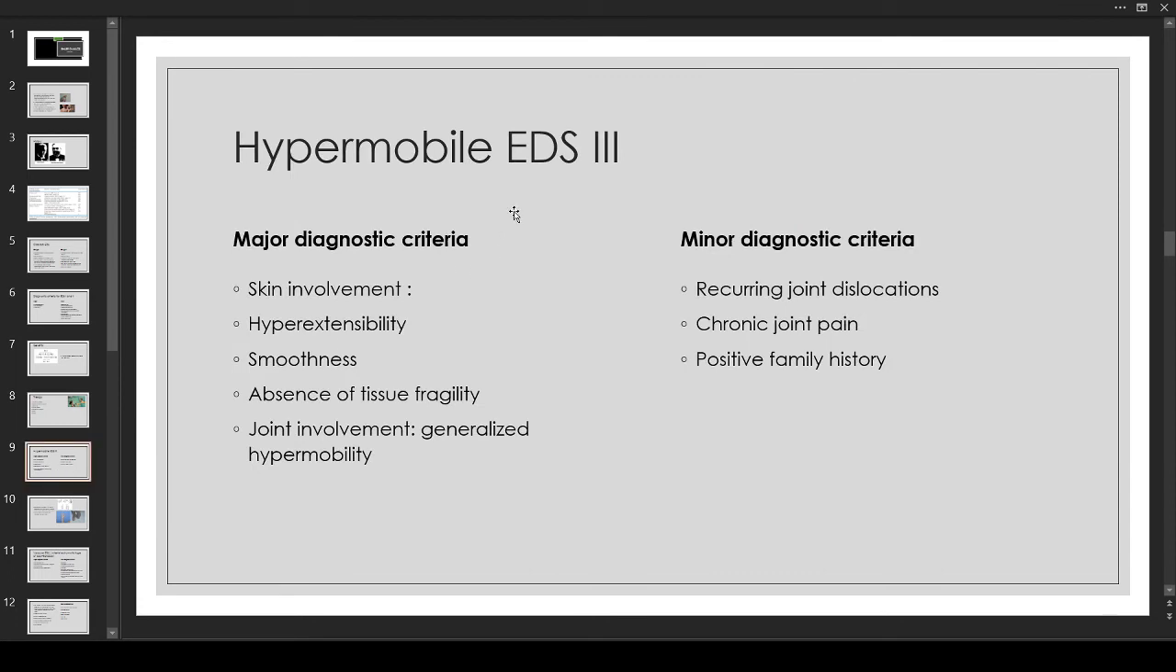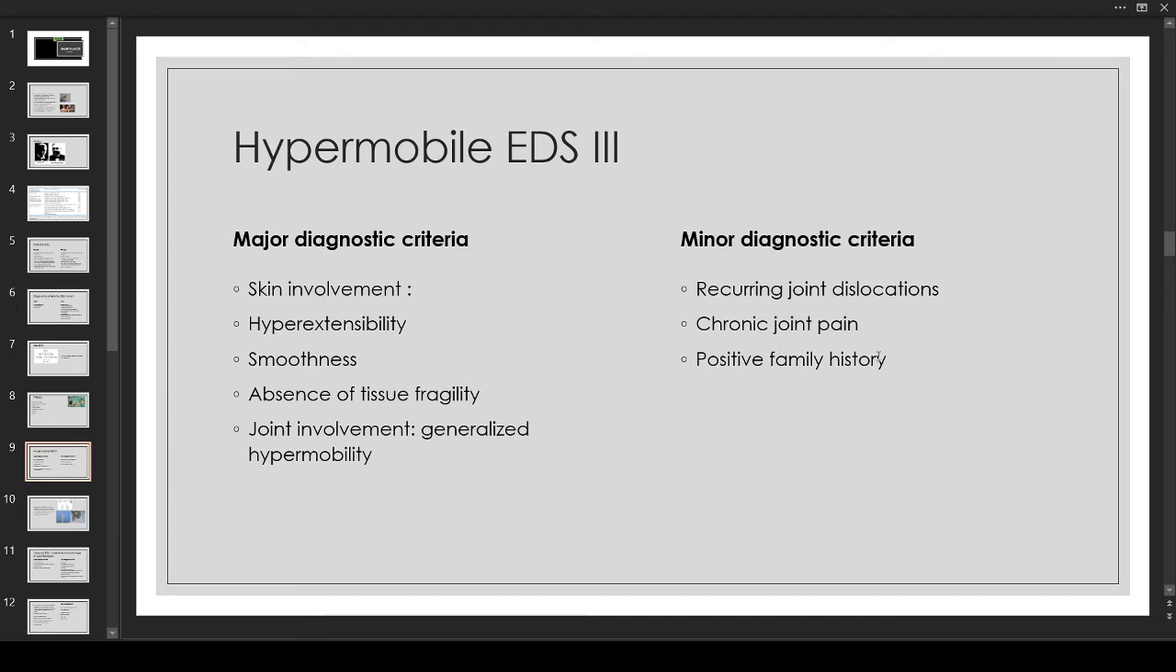Now moving on to type 3. It is called hypermobile EDS. It is inherited as autosomal dominant, such as type 1 and 2, and is characterized by major and minor criteria. Majorly here, in this case, it's the joints and skin. Joints being generally hypermobile and skin being hyperextensible, smooth, or with absence of tissue fragility. And in minor, there are recurring joint dislocations, chronic joint pain, and positive family history.